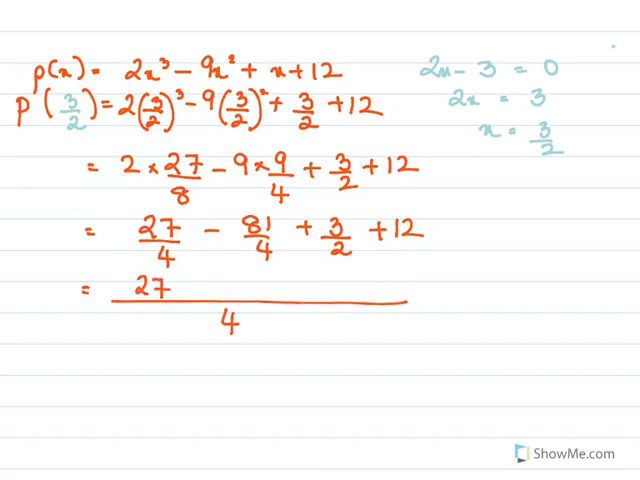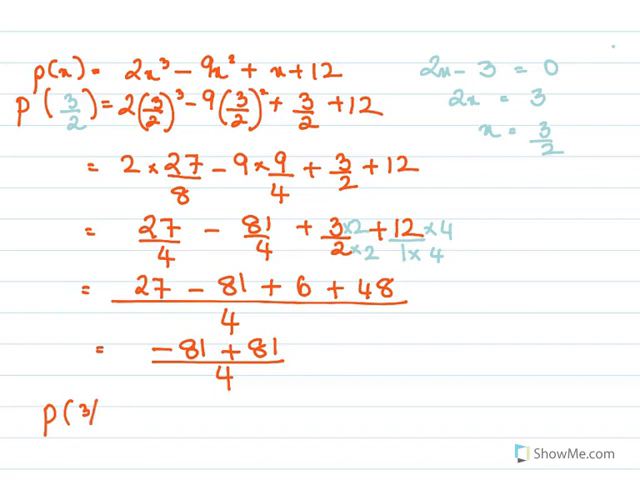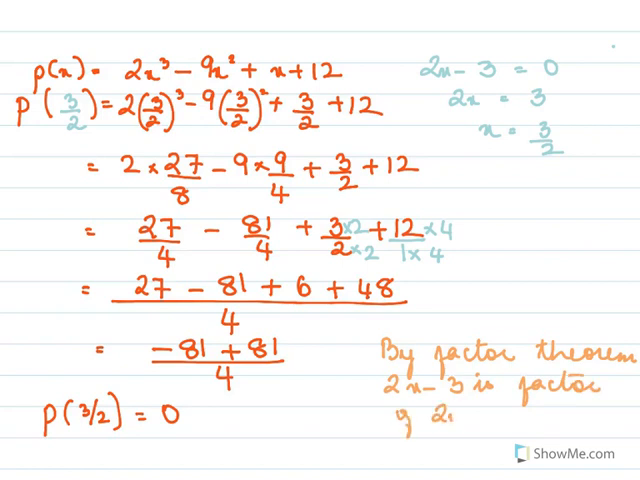The LCM will be 4. So 27 minus 81 plus 6, and 12 into 4 is 48. This will be multiplied by 4, and to make the LCM, 4 into 2 into 2. So this is now minus 81 plus 81 over 4. So p of 3 by 2 equals 0. So when we use factor theorem, we can say by factor theorem that 2x minus 3 is a factor of 2x cubed minus 9x squared plus x plus 12.